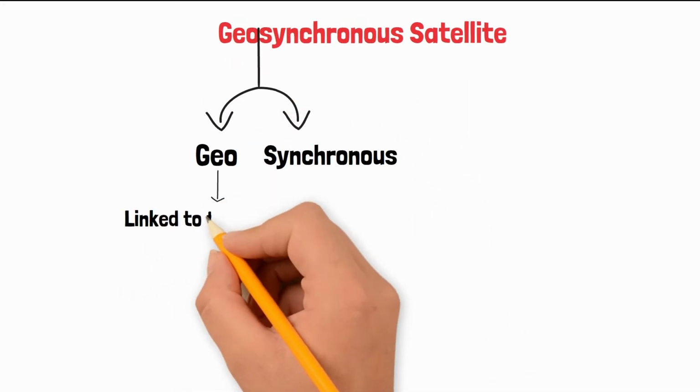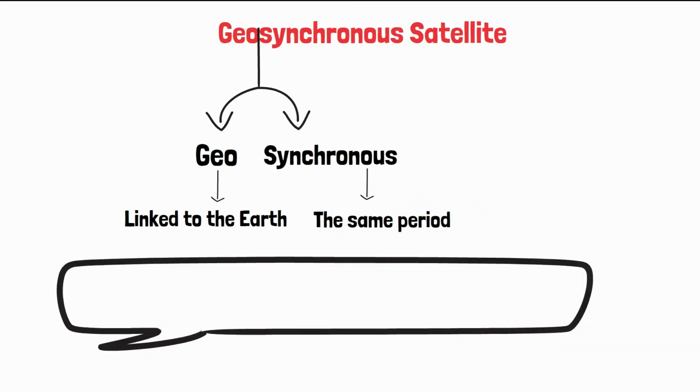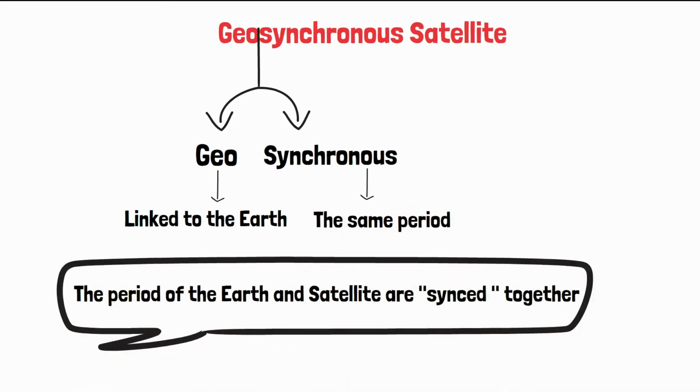However, we are going to talk about the general case of the GeoSat, the geosynchronous satellites. So why is it called geosynchronous? The word sounds so complicated. Let's break it down into 2 parts, geo and synchronous. The prefix geo means that it is related to the Earth, and the word synchronous means having the same period. We can simply say that the period of the Earth and the satellite are synced together.